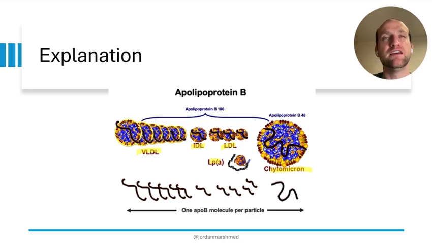ApoB is the one that, when given enough chances, will cause damage in your arterial wall that will lead to atherosclerosis. All right. And so you may be wondering, well, why don't we just do LDLP? Well, it's not necessarily just LDLP.